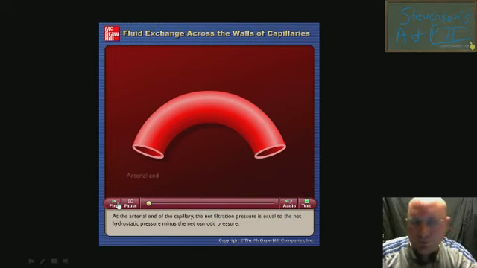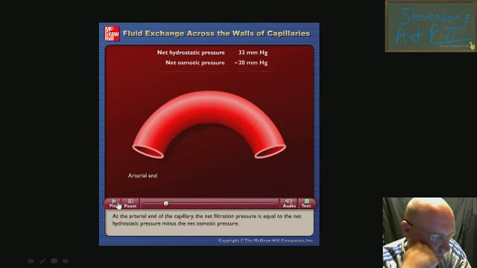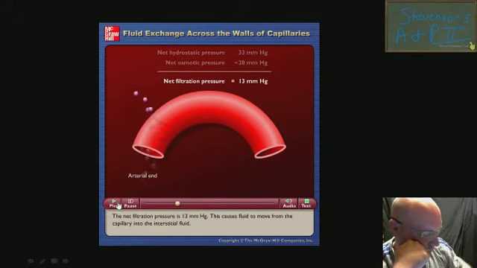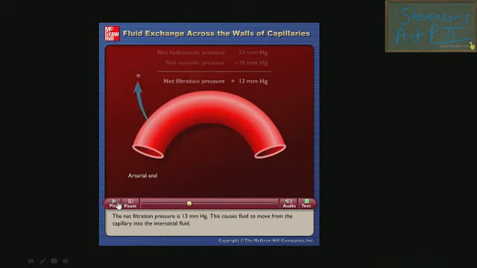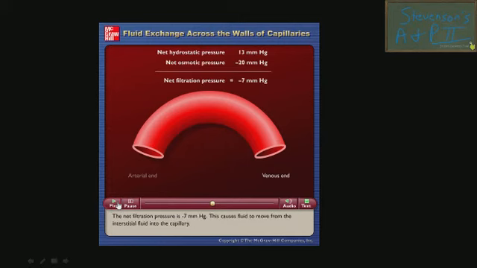At the arterial end of the capillary, the net filtration pressure is equal to the net hydrostatic pressure minus the net osmotic pressure. The net filtration pressure is 13 millimeters of mercury. This causes fluid to move from the capillary into the interstitial fluid. At the venous end of the capillary, the net filtration pressure is minus 7 millimeters of mercury. This causes fluid to move from the interstitial fluid into the capillary.